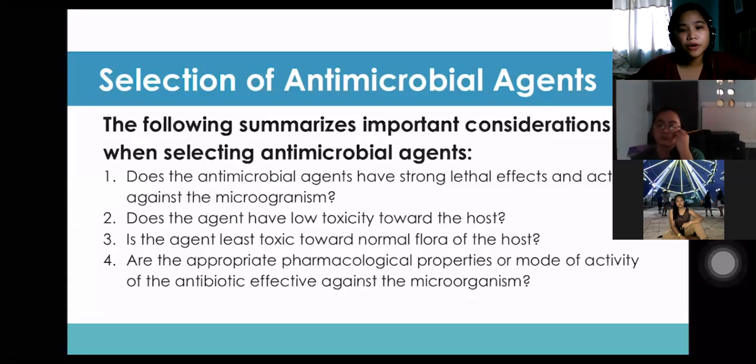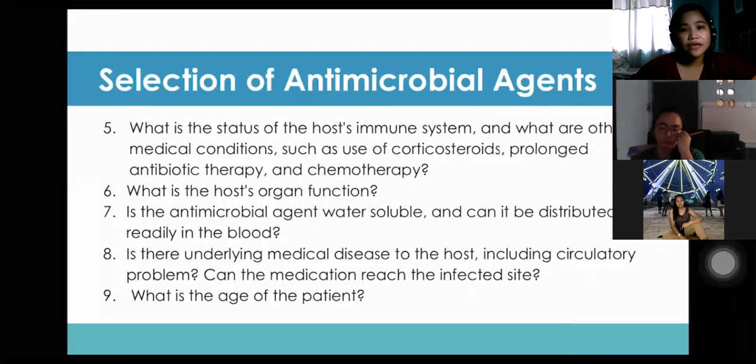Number 4 are the appropriate pharmacological properties or mode of activity of antibiotics effective against the microorganism. Number 5, what is the status of the host immune system? The other medical conditions such as corticosteroids, prolonged antibiotic therapy, and chemotherapy. Number 6, what is the host organ function? Number 7, is the antimicrobial agent water soluble and can it be distributed readily in the blood? Number 8, is there any underlying medical disease to the host, including circulatory problems? And can the medication reach the infected site?